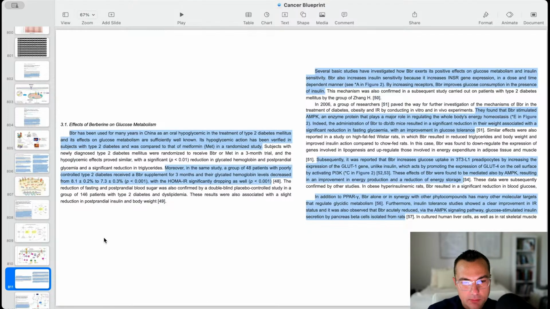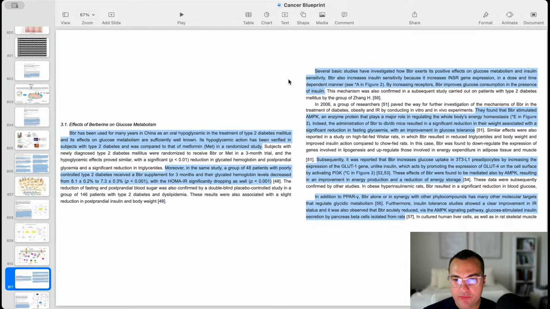Moreover, in the same study, it says, a group of 48 patients with poorly controlled diabetes received berberine supplements for 3 months, and their glycosylated hemoglobin levels decreased from 8.1 to 7.3. That's a huge drop. It's a 0.8% drop, with the HOMA-IR significantly improving as well. So it's not immediate, but it is powerful that 3 months of berberine lowered the A1C by 0.8% in this particular study.